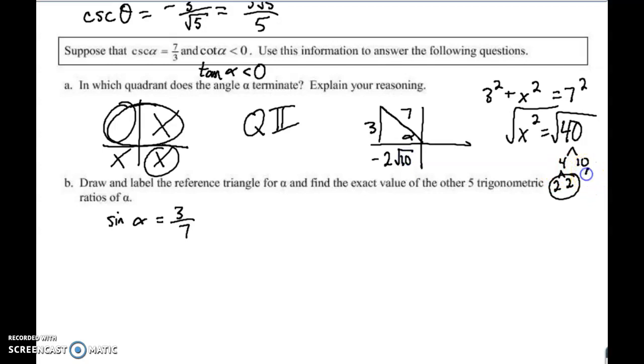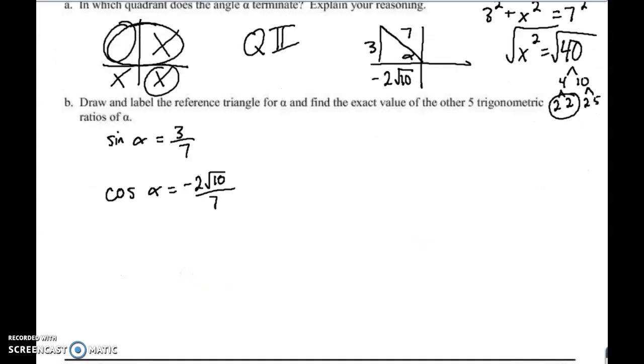And if any of you are sitting there and saying, why didn't you break down 10? Well, I could have, but there's no pairs. Yeah, so that's where we're at. So now cosine would be negative 2 root 10 adjacent over the hypotenuse. Secant then, the reciprocal of that, I would flip: negative 7 over 2 root 10. But again, I could rationalize that by multiplying by root 10 over root 10. And I'll show this in a different color.